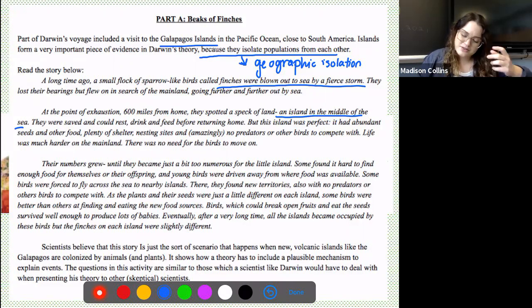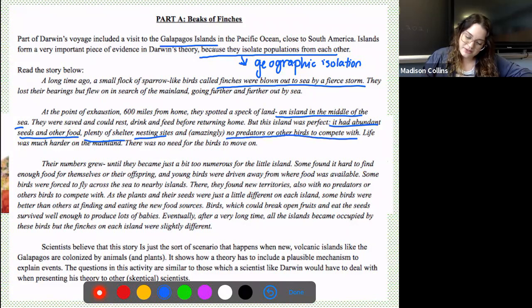But this island was perfect. It had abundant seeds and other food, plenty of shelter, nesting sites, and amazingly, no predators or other birds to compete with. Life was so much harder on the mainland. There was no need for the birds to move on. Honestly, I get it. I want to go to this island too. So what happened was they were pretty happy. They had lots of resources and they got to survive and reproduce.